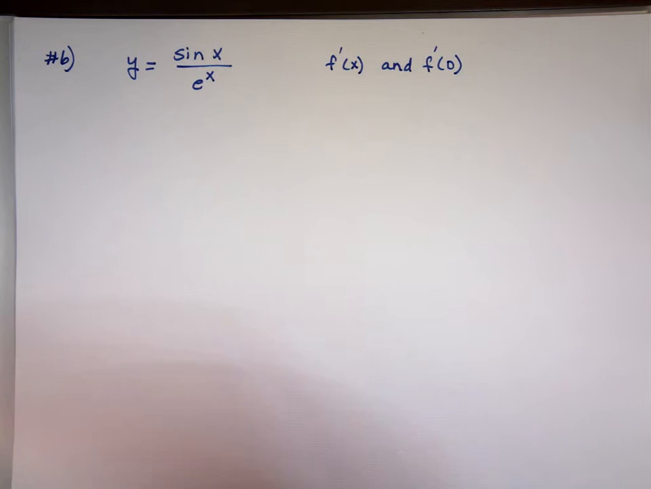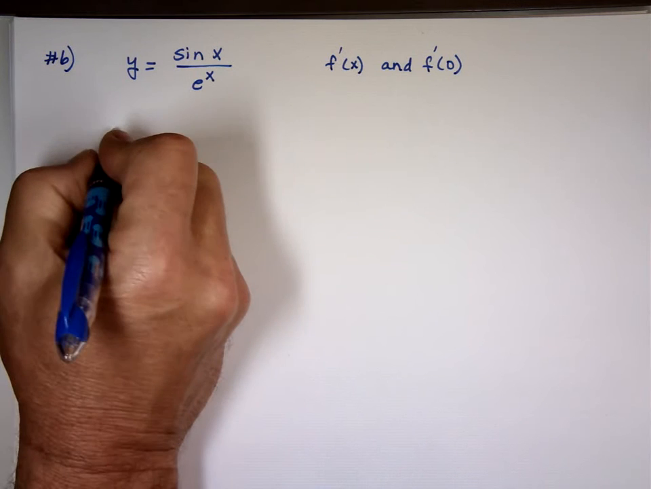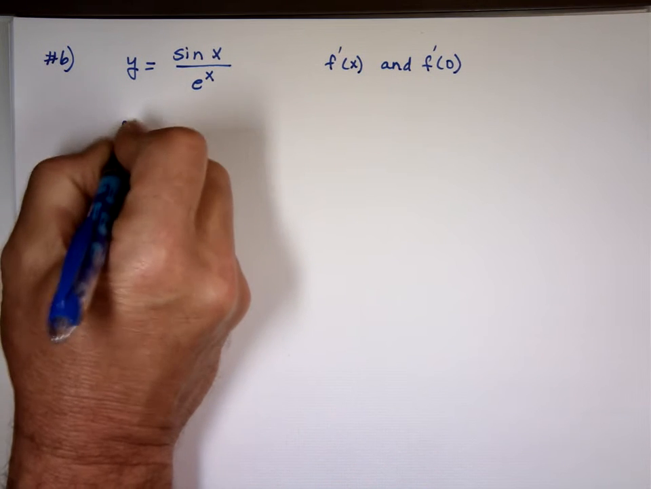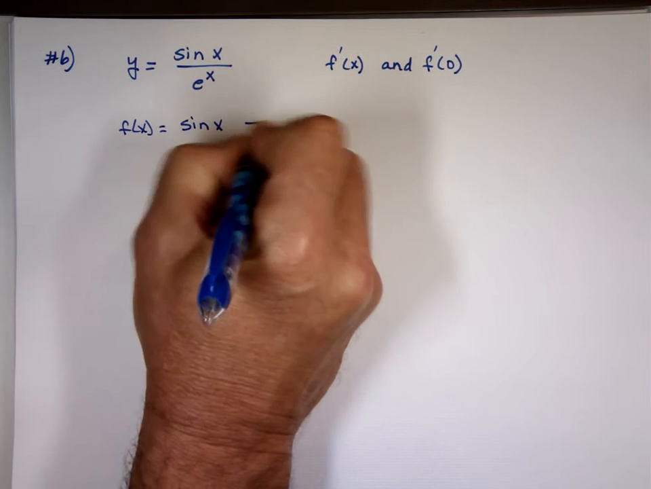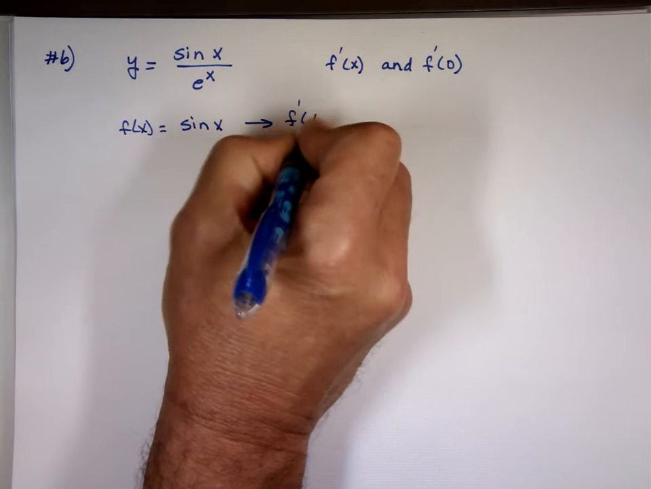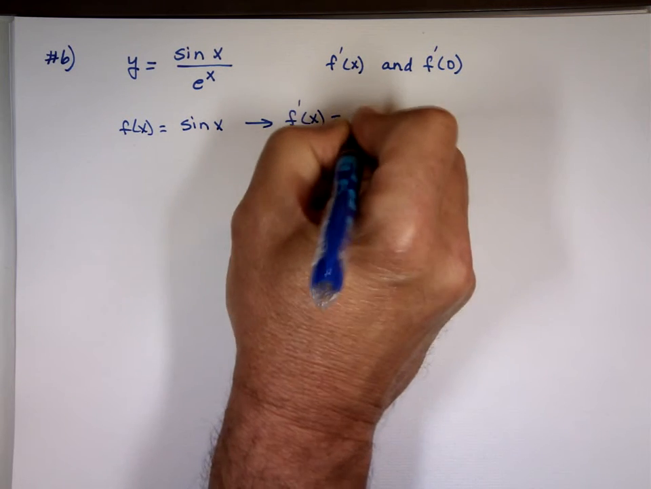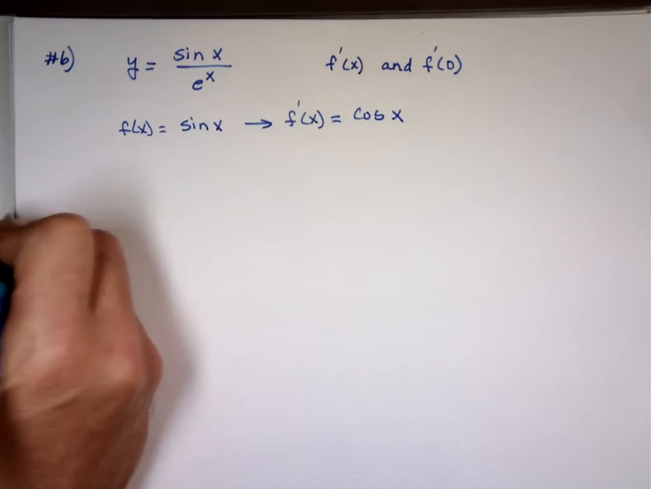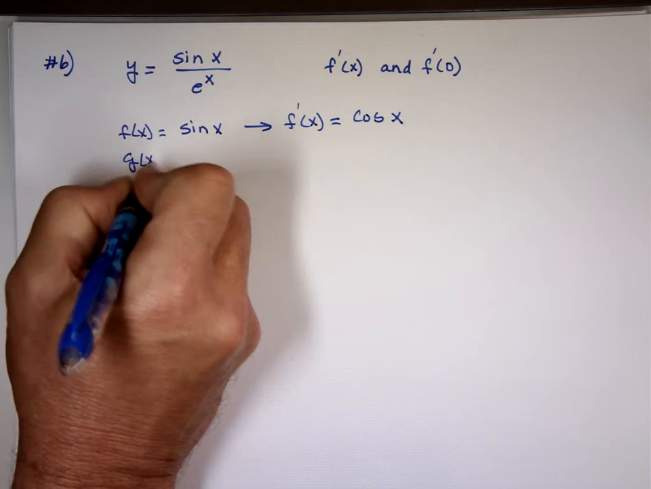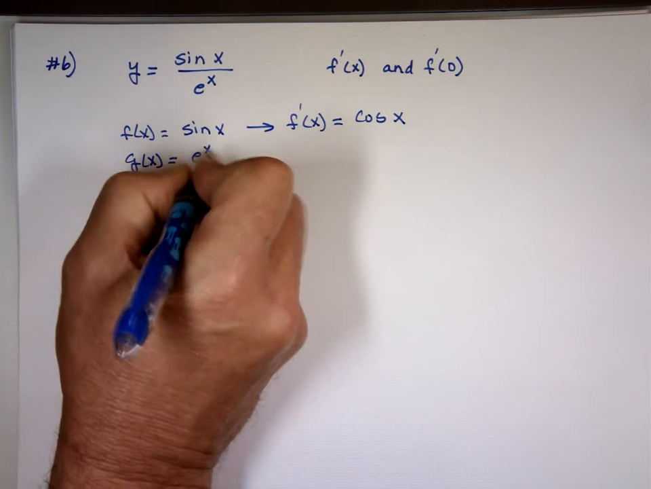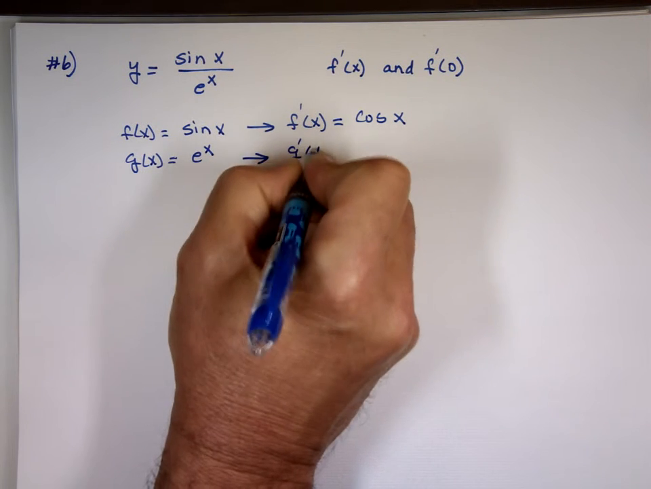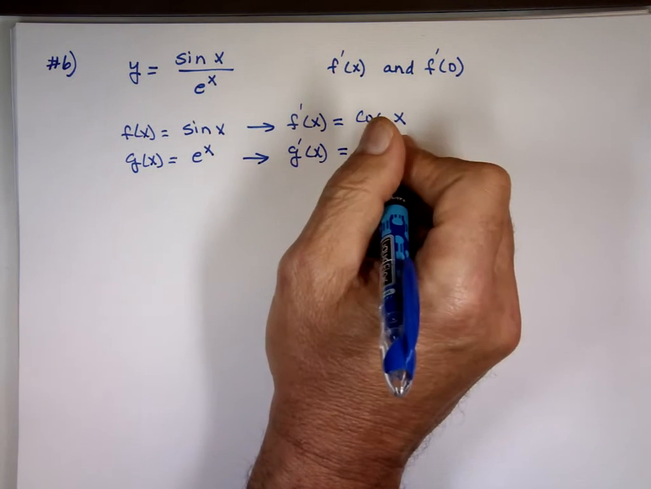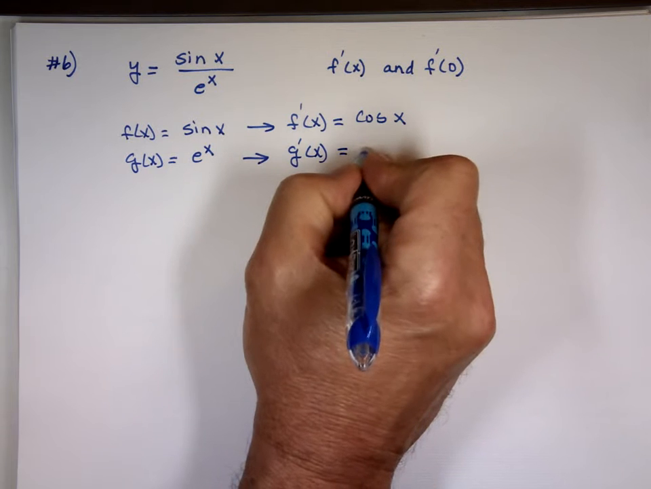When they give you 0, it's always nice because you plug it in straightforward. Again, let f of x be the top, which is sine of x. The derivative of that is what? Isn't that cosine of x? G of x is the bottom, which is e to the x. The derivative of e to the x is what? Hopefully you memorized it by now. What's the derivative of e to the x? E to the x, good.